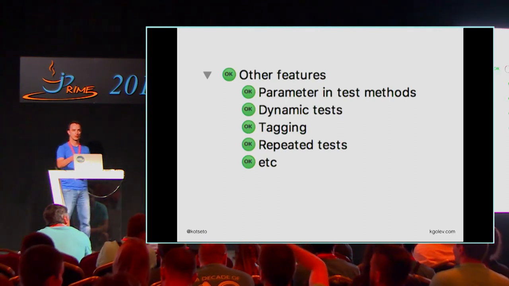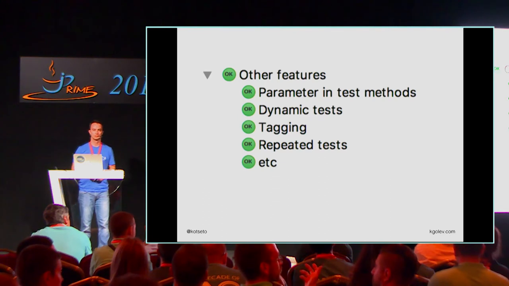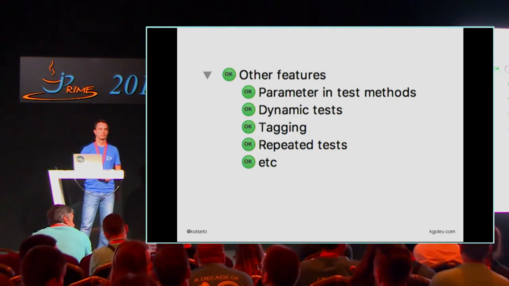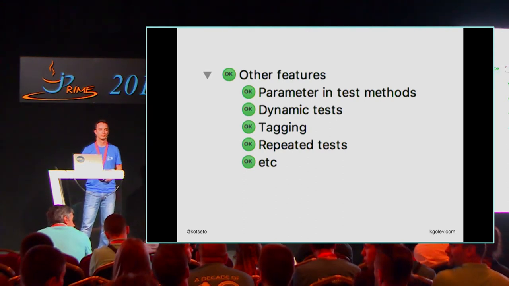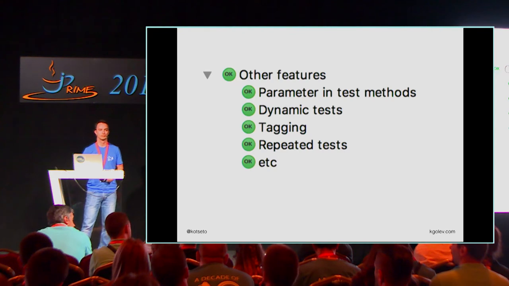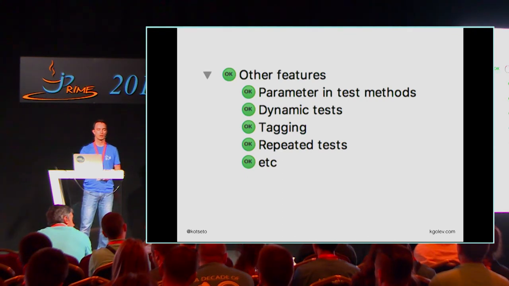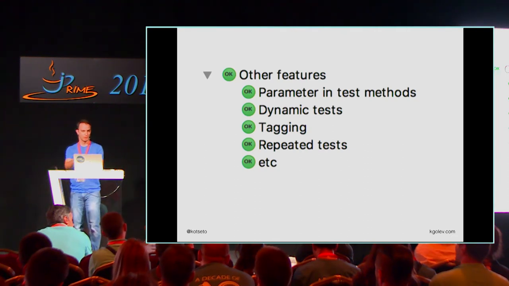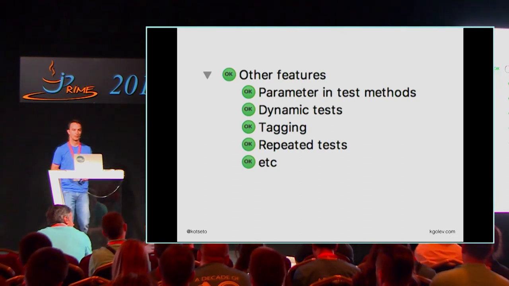Oh, there is another question. For the method source, what type of method should it be, static? What kind of arguments can you pass to it? Because you just specify the name. How do you pass arguments to it? I don't have an example right now in the presentation. Okay, we can finish the presentation, and I'll open the IDE and show you, because I have it there.